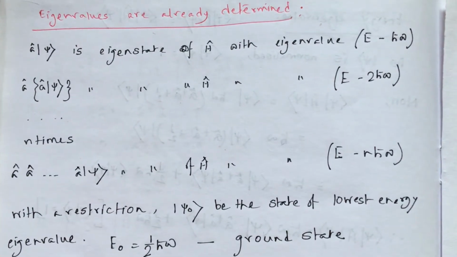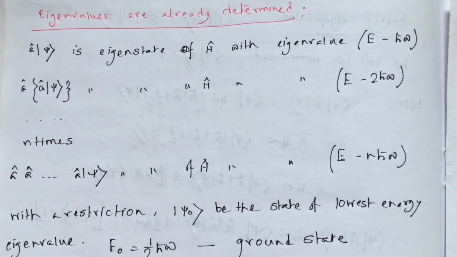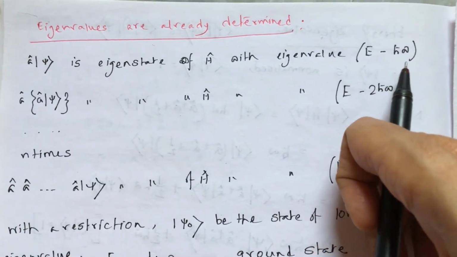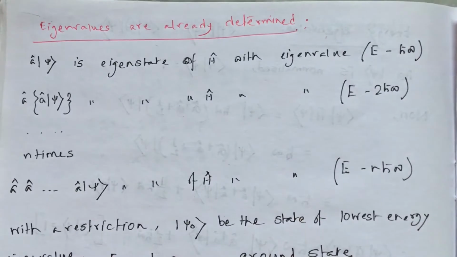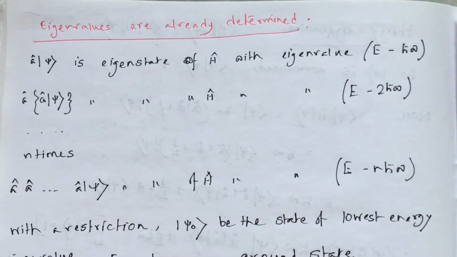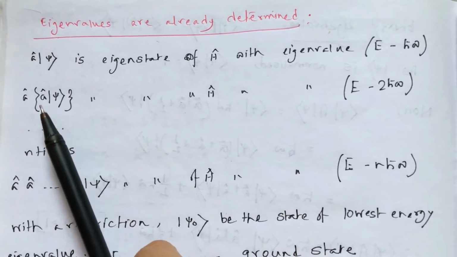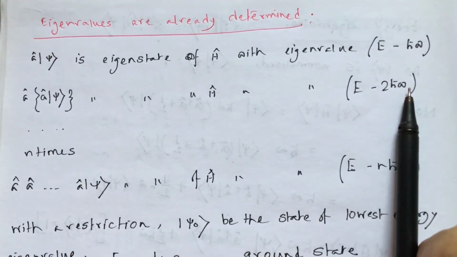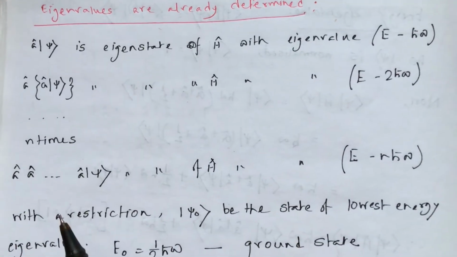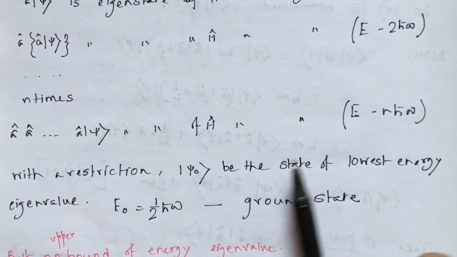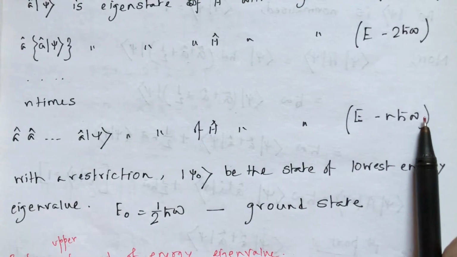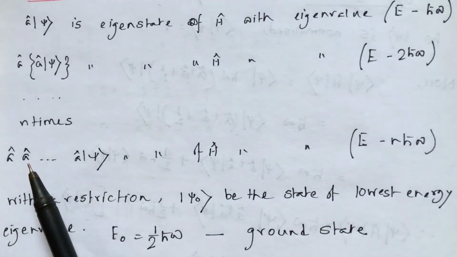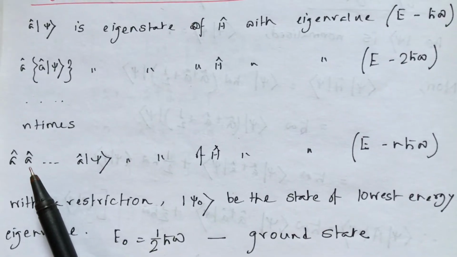Now the eigenvalue of this A psi state is E minus ħω, which we have shown in my previous video. If A is applied twice, I will get energy eigenvalue E minus 2ħω, and after applying n times, I'll get E minus nħω. But there is a restriction on the application of A.